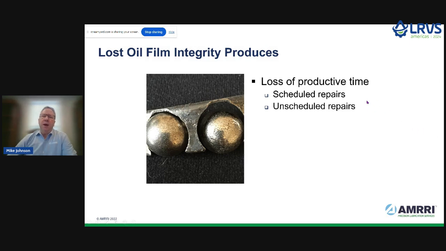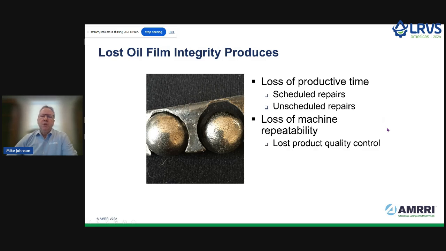And it doesn't really matter whether our repair activities are scheduled or unscheduled. Once time is gone, it's gone. We lose machine repeatability, which impacts product quality. We have increased risk of injury.